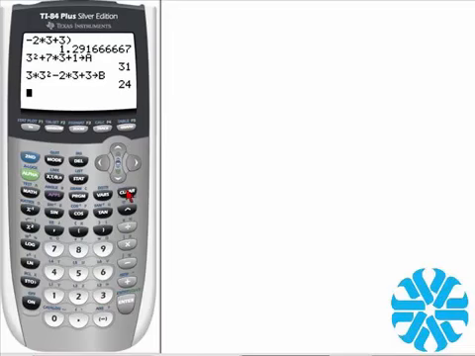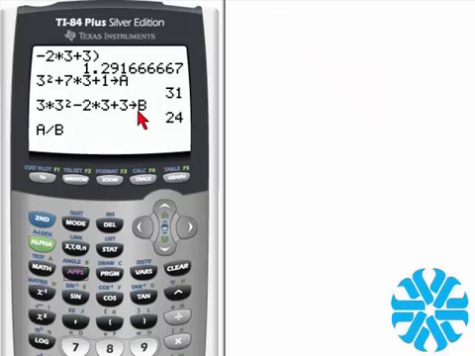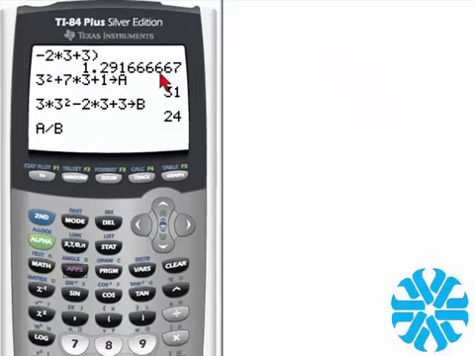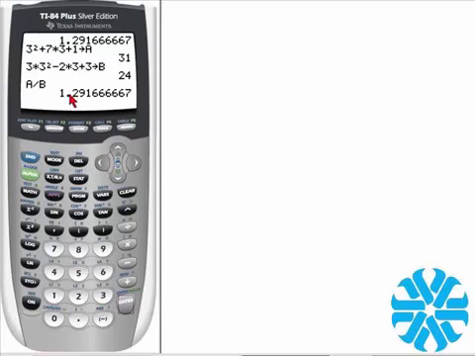So now we're going to take A divided by B. So we hit alpha and then A divided by alpha and B. And then we hit enter, and we should get the same answer as we have right here. And there we have it. You can see that this answer is the same as the one above. So that's just one way you can do it.